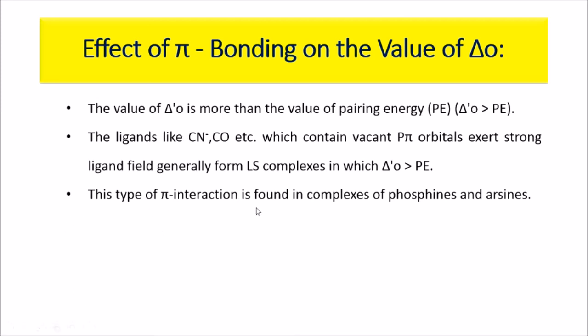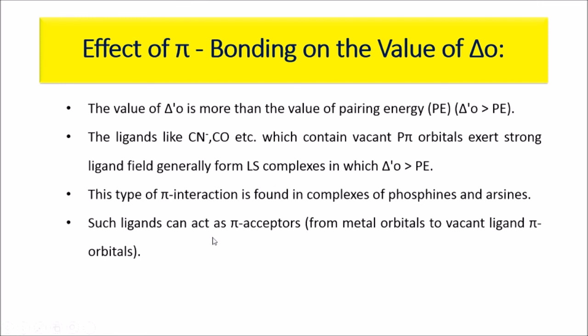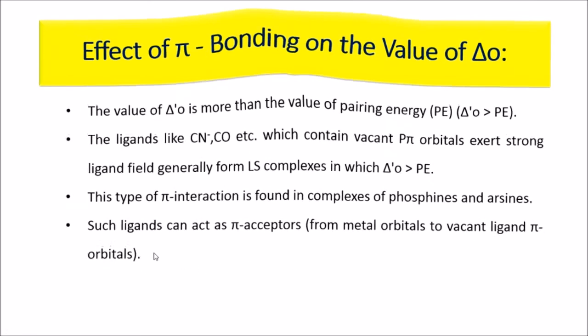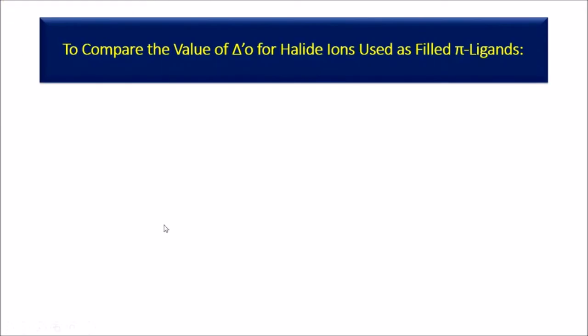This type of pi interaction is found in the complexes of phosphines, arsines, etc. Such ligands can act as pi acceptors, from metal orbitals to vacant ligand pi orbitals. We can say they are pi acidic as well. Now let's compare the value of delta dash O for halide ions used as filled pi ligands.